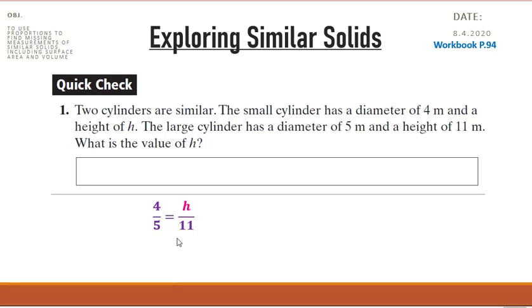We multiply 4 times 11 over 5. Great work. So the answer will be 4 multiplied by 11 divided by 5, which is 8.8. So the answer is 8.8 meters. Great work.